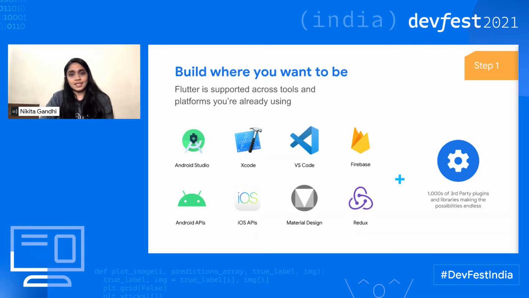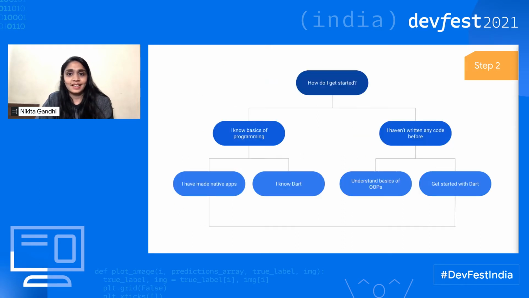So, before you get started with Flutter, you can actually install Flutter on multiple IDEs, including Android Studio, Xcode, or VS Code, and integrate it with third party APIs. You can include a lot of third party plugins and libraries to make your applications beautiful and seamless. So, the question is, how do I get started?